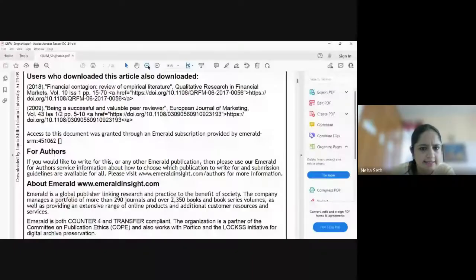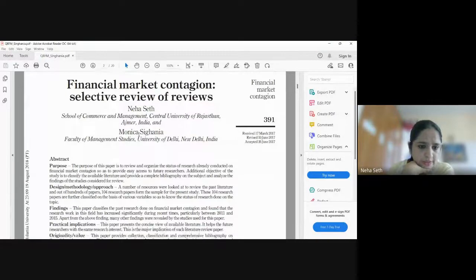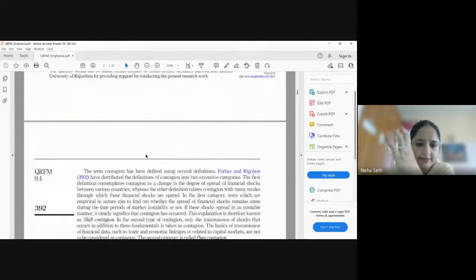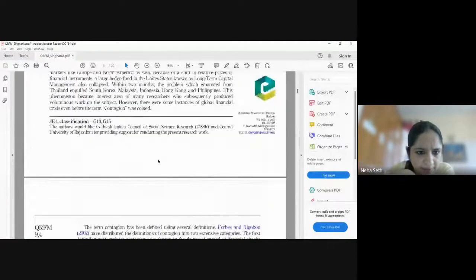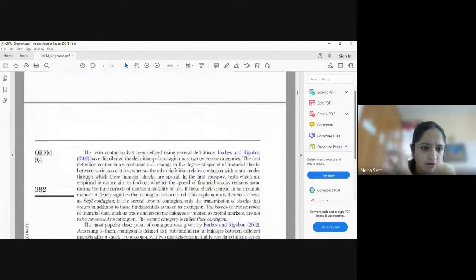Okay, so this is a literature review chapter: financial market contagion, a selective review of reviews. Again, the different papers are collected. The abstract shows how many papers were collected. There were 104 research papers considered as a sample for this paper, and it is again segregated on various bases.